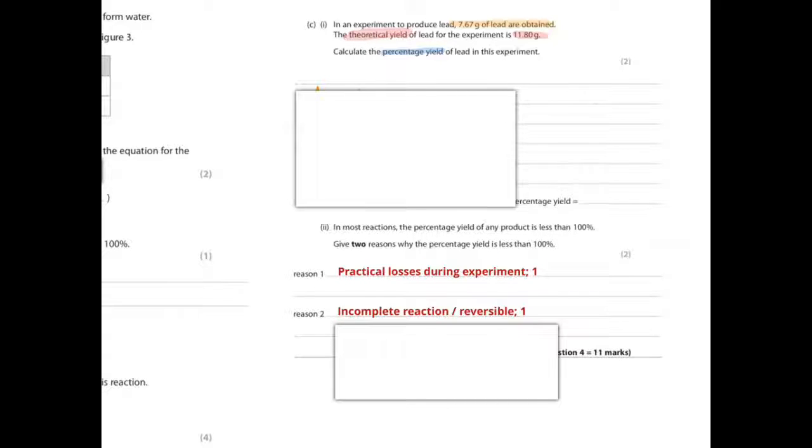So maybe not all of the reactants actually react as desired, and some chemical reactions are reversible. So what might happen is the reactants react together, but then the reversible reaction happens as well, and they form their reactants again from the products. So these are common reasons I just remember. And whenever you get a percentage yield question, it's often always followed by reasons for why the percentage yield is lower than 100%, and so these always pair together.